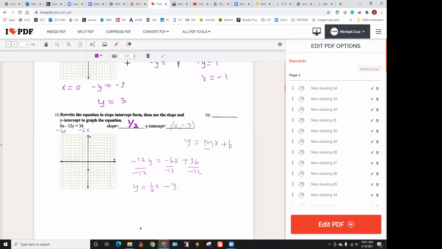And then now we can just rise over run. We're going to rise up 1 and then run. And since it's positive, we go positive both times. There's your other point. And you can see that that's 1, 2, negative 2. And then the line goes through it.